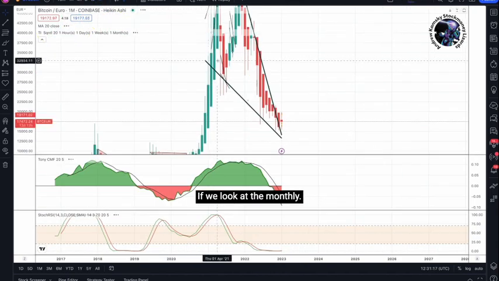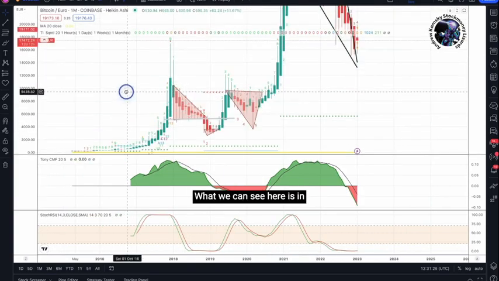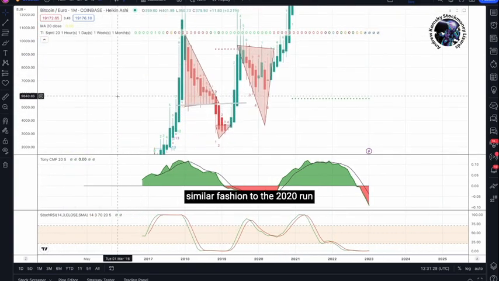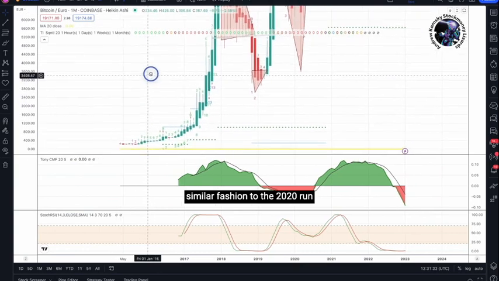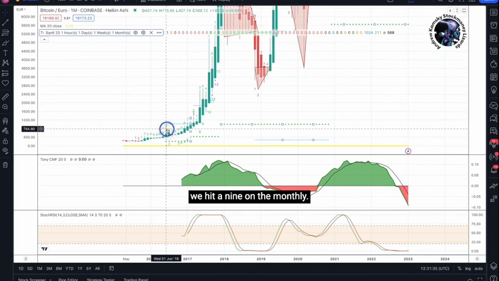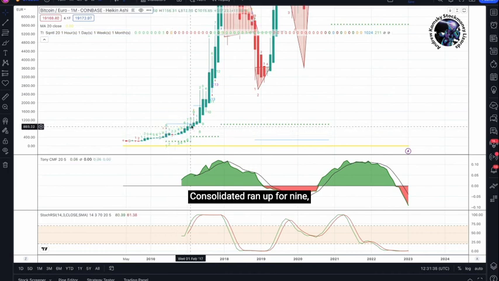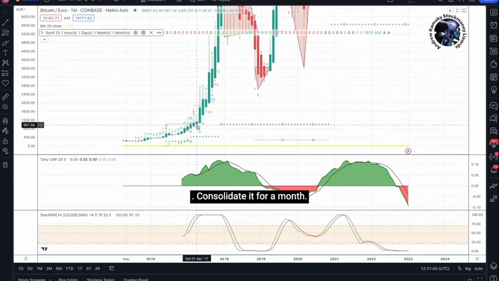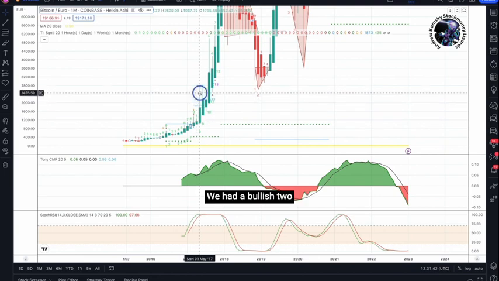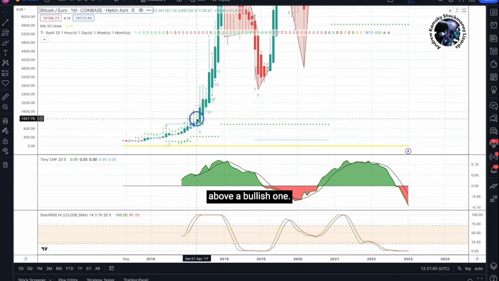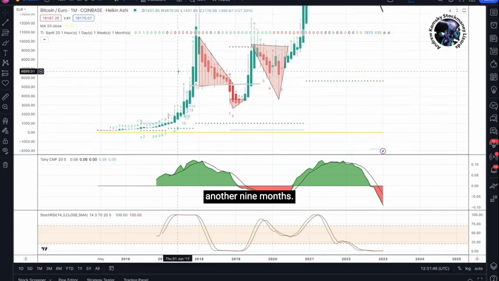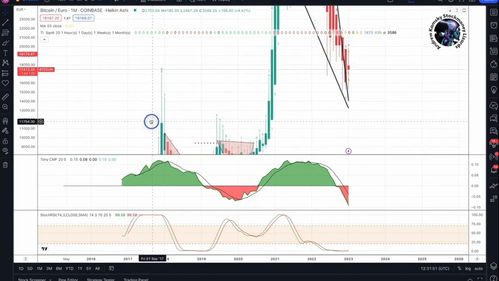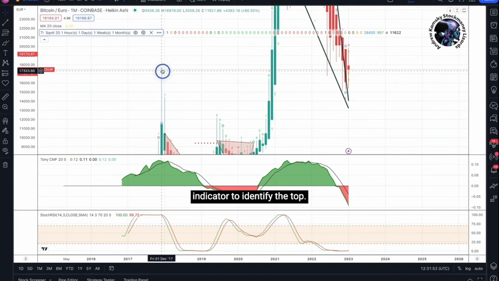If we look at the monthly and we go back, what we can see here is in similar fashion to the 2020 run, we hit a 9 on the monthly, consolidated, ran up for 9, consolidated for a month. We had a bullish 2 above a bullish 1, ran that up for another 9 months, for the Tom DeMark indicator to identify the top quite brilliantly.